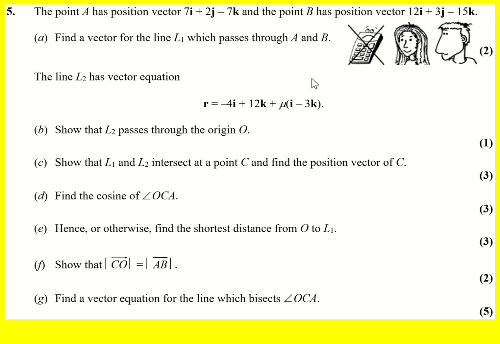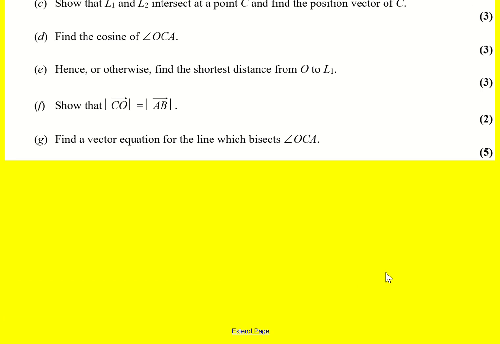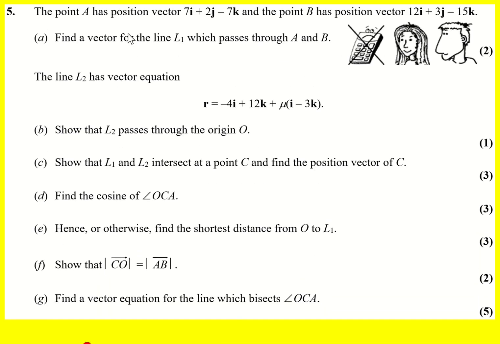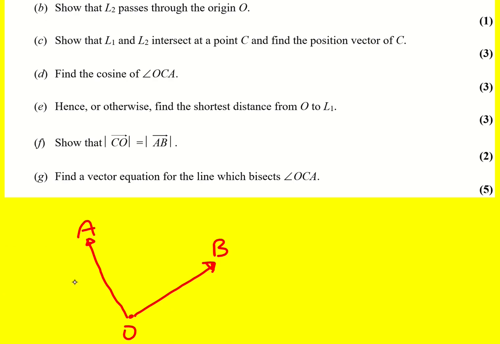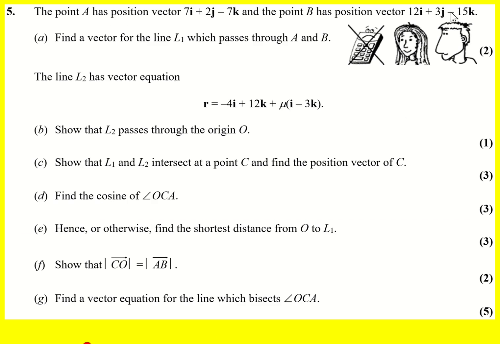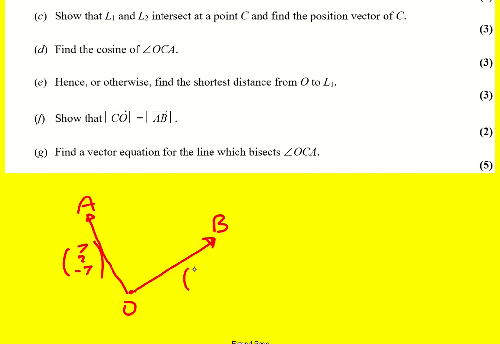We have a point A and a point B. So I'm going to sketch these out. Honestly, I think always a good shout with these vector questions is to just sketch out what's going on. So this is O, A, and B, and then we're told that the position vector of point A is (7, 2, -7), and for B, we've got (12, 3, -15).